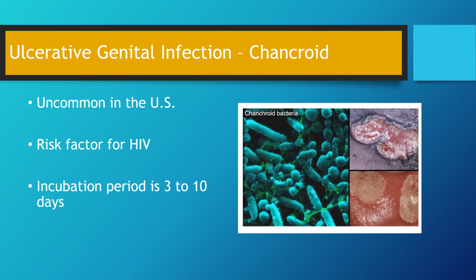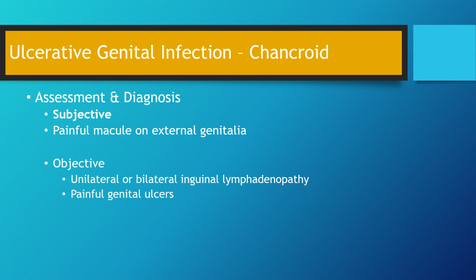Even though chancroid is very uncommon in the United States, I would like to take a moment to briefly discuss the infection. I would like for you to make note that chancroid is a genital ulcer and it is a risk factor for HIV transmission. The major way chancroid is acquired is through sexual contact and trauma. Typically, your patient will present with a history of a painful macule on the external genitalia that rapidly changes to a pustule and then an ulcerated lesion.